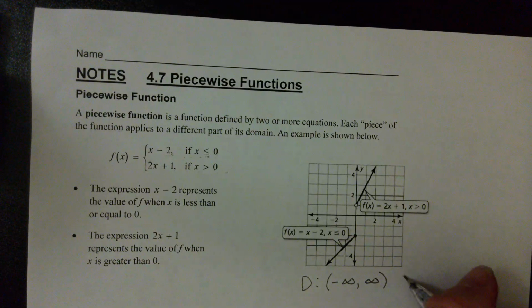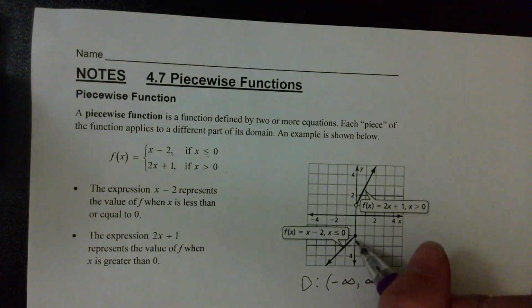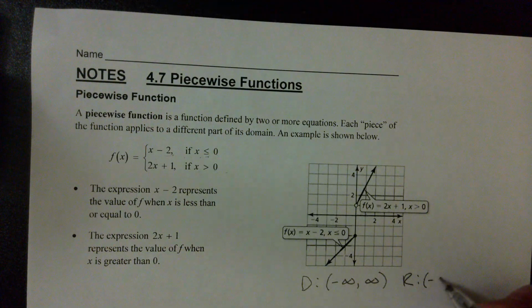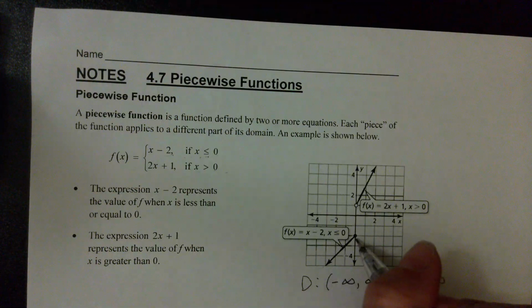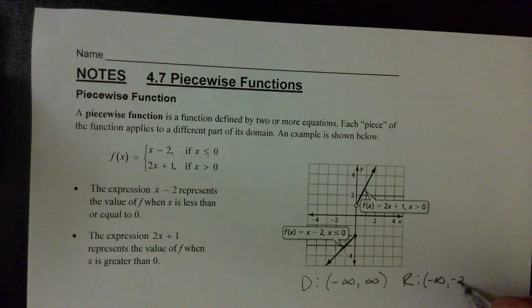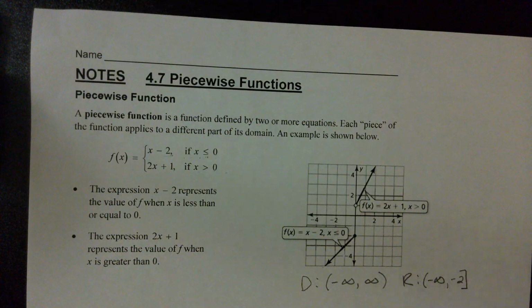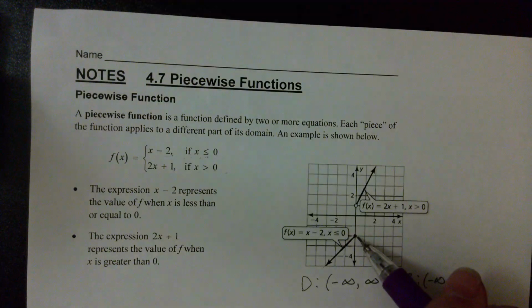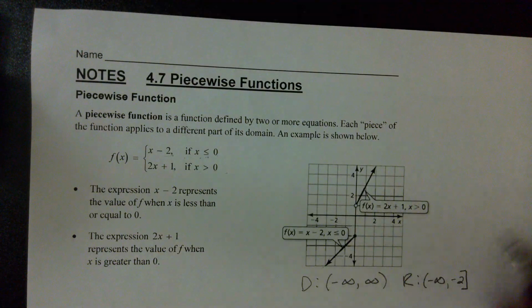And our range can be different for everyone, but here we can see we start at negative infinity down here, we go up to negative 2, and it actually includes negative 2. And then if we start our next piece, it does not include 1, and it goes up to infinity.